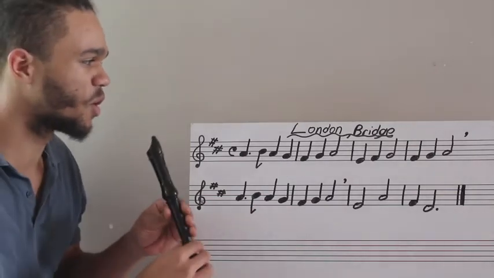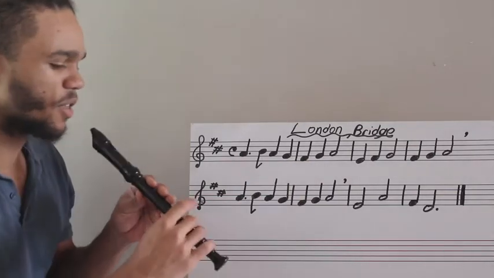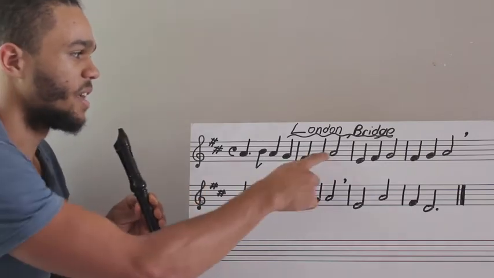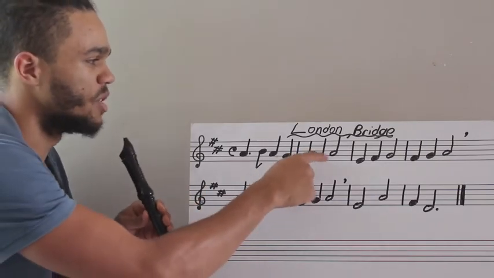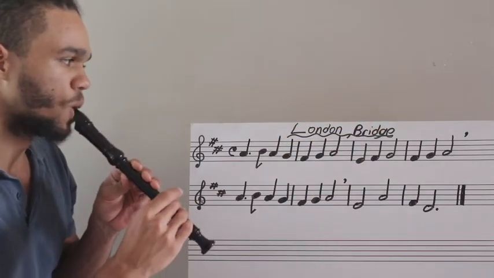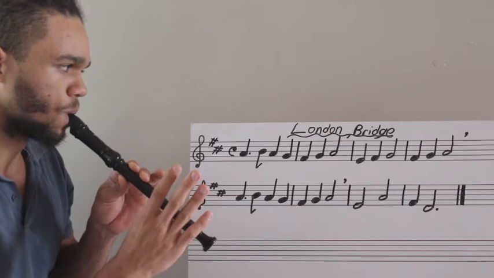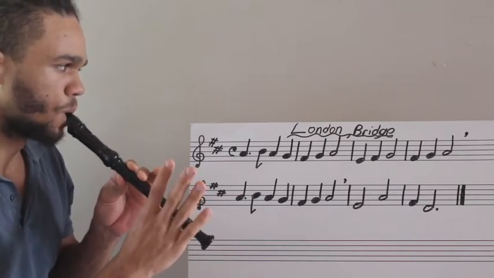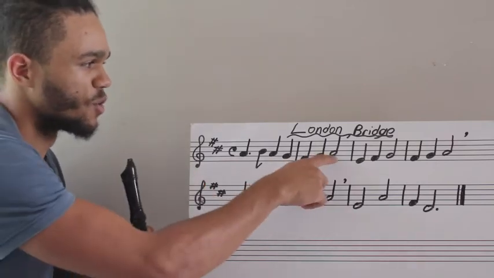Let's start with our F sharp to our G. F sharp, G. 3, go. Then the A. So let's go F sharp, G, A. We're just climbing up as we go. 3, go. 3, go. Remember that A is for 2 beats.